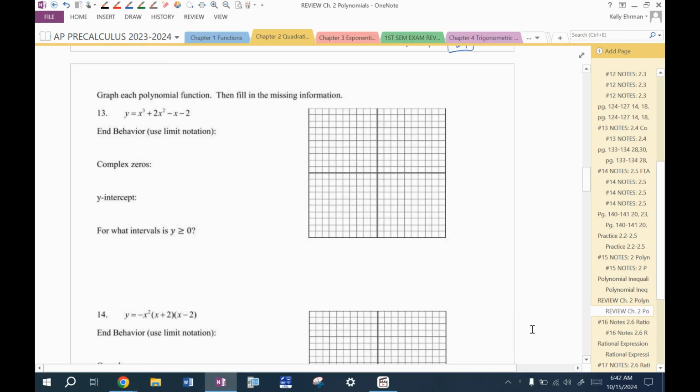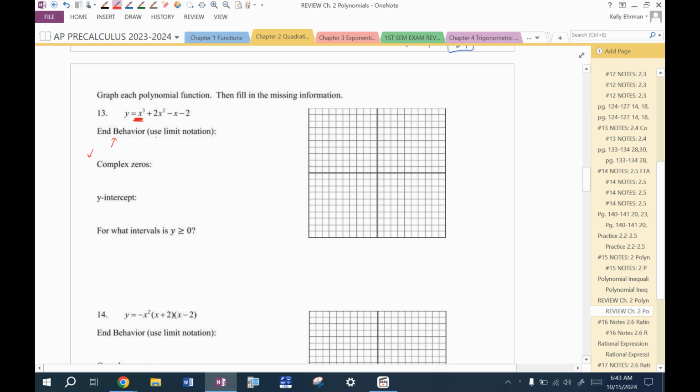All right, so picking up where we left off on the chapter review, we want to graph each polynomial function and then fill in the missing information. So starting with end behavior, informally, the end behavior is based off of x to the third. Because this is a positive x to the third, the right side goes up, and the left side does the opposite because of the odd exponent. So this is informally the end behavior.